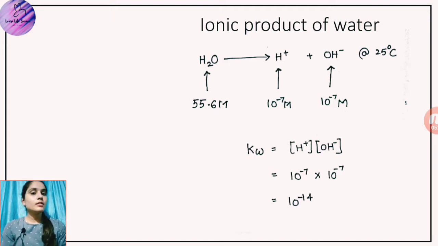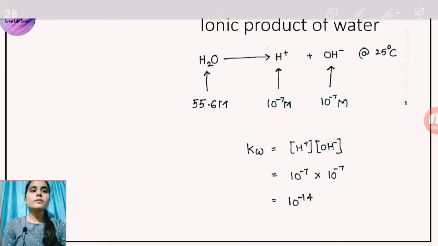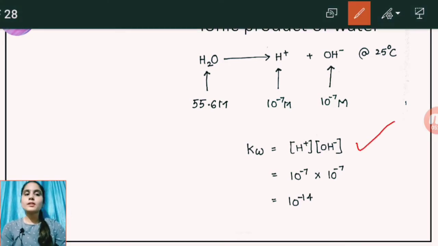Okay, and when it dissociates, it liberates 10 raised to minus 7 molar hydrogen ion as well as 10 raised to minus 7 molar OH minus ions. Generally we give the ionic product of water by this formula, that is Kw, the ionic product, is equal to the product of both the products: hydrogen ion concentration multiplied by OH minus ion concentration. The bracket generally designates the concentration symbol.